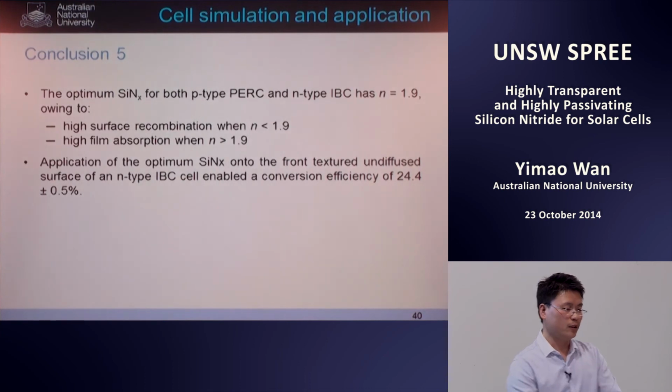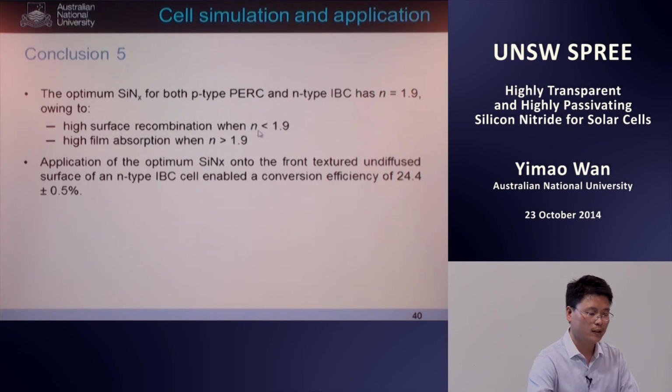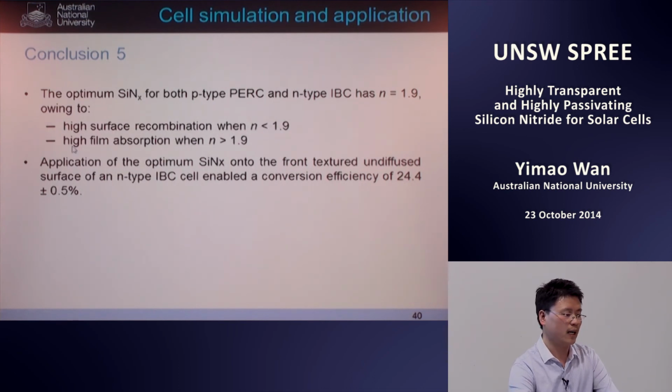And the final conclusion of this part is the simulation shows the optimum silicon nitride for both cell structures has a refractive index of 1.9, and that's because of high surface recombination for low refractive index film and high film absorption for silicon-rich films. And the application of the nitride on IBC enables a 24.4% high efficiency.